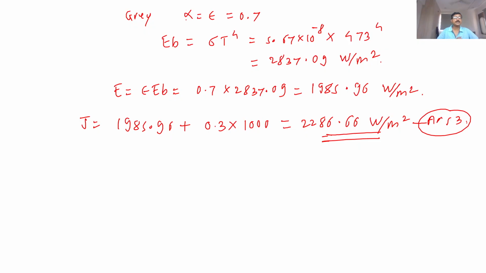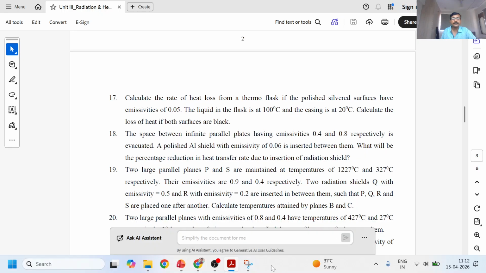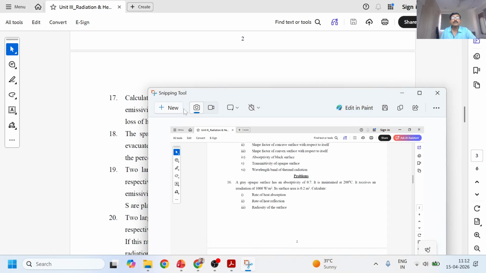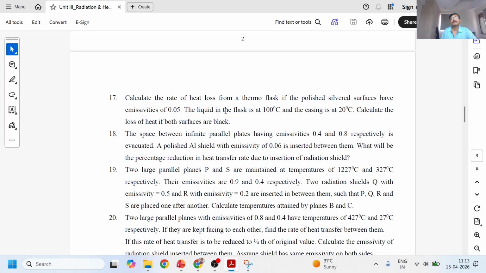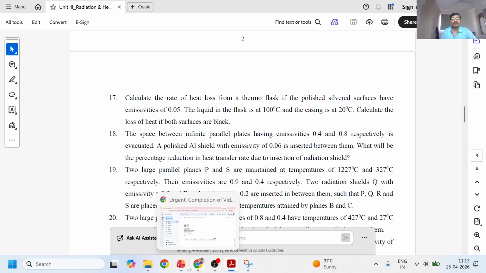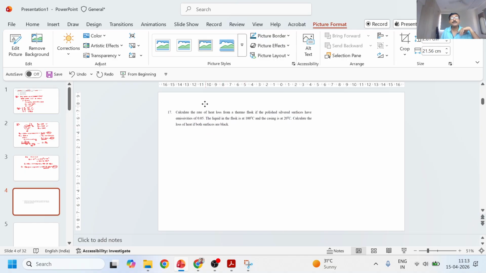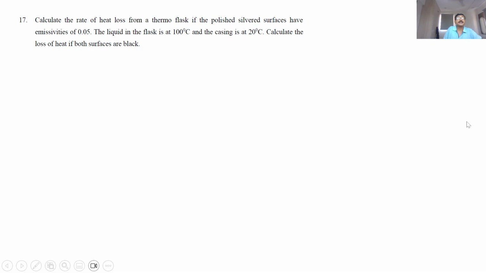So students, here completes our first problem of radiation. Now I will go to the second problem. Just I am opening the list. That is problem number 17, starting on a fresh page. Okay, let's interpret the data first.